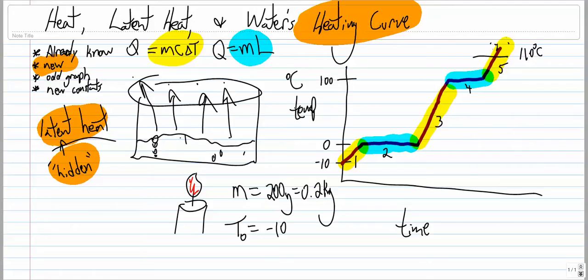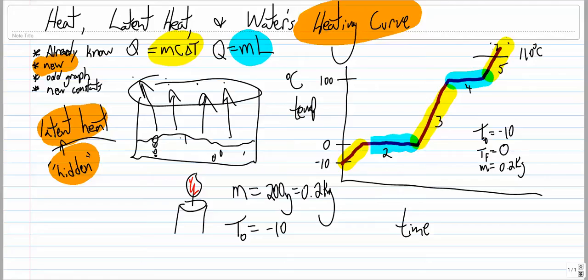So, let's get started. Let's do this part right here first. For that part of the problem, our original temperature was -10. Our final temperature would be 0. Our mass the whole way through is going to be either 200 grams or 0.2 kilograms. We've been kind of sinking into grams lately, but I like being in kilograms better.